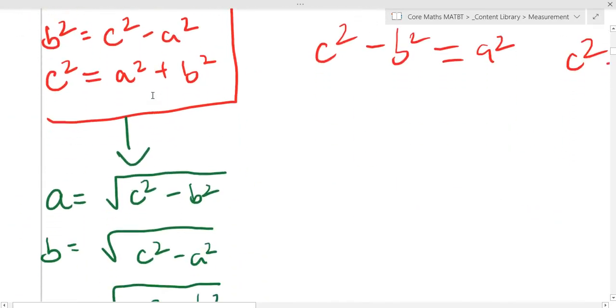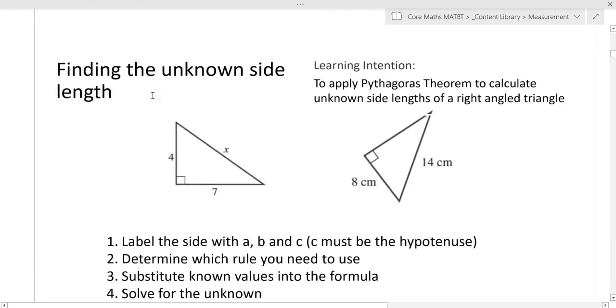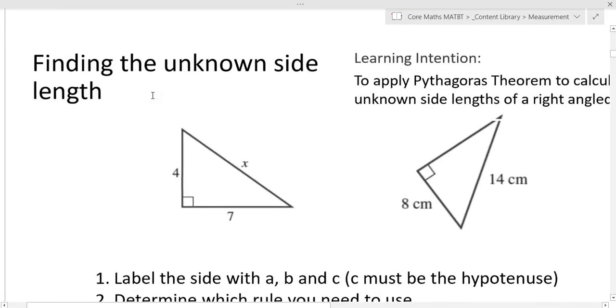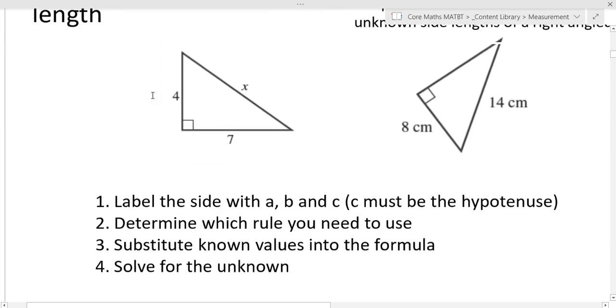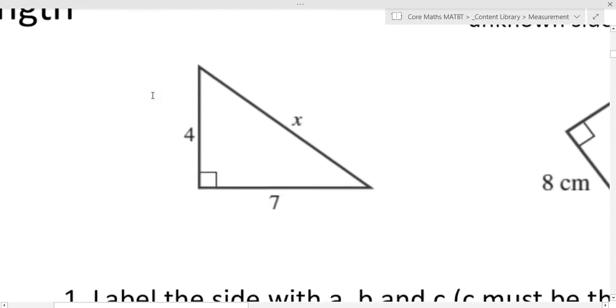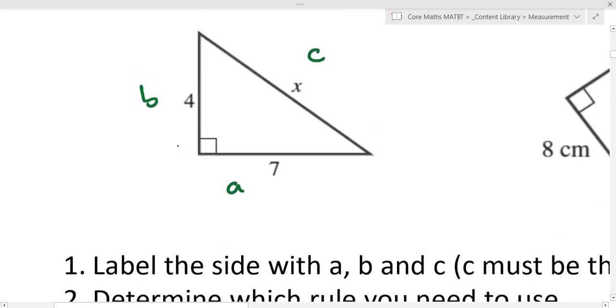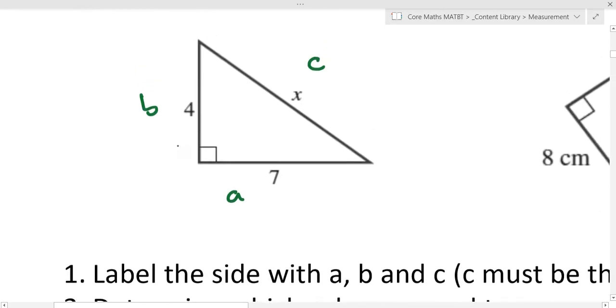All right, let's move on and actually put this into practice. Let's find the unknown sides of this. First, before we find the unknown side, let's label our triangle here. Which one is my hypotenuse, guys? X. And which ones are A and B? 7 and 4. Okay, let's go. 7 is A and 4 is B. Now for this triangle, which side is missing? C.